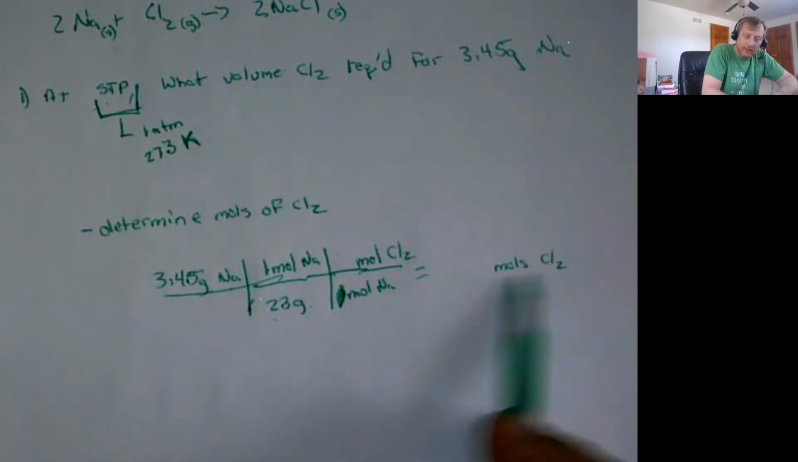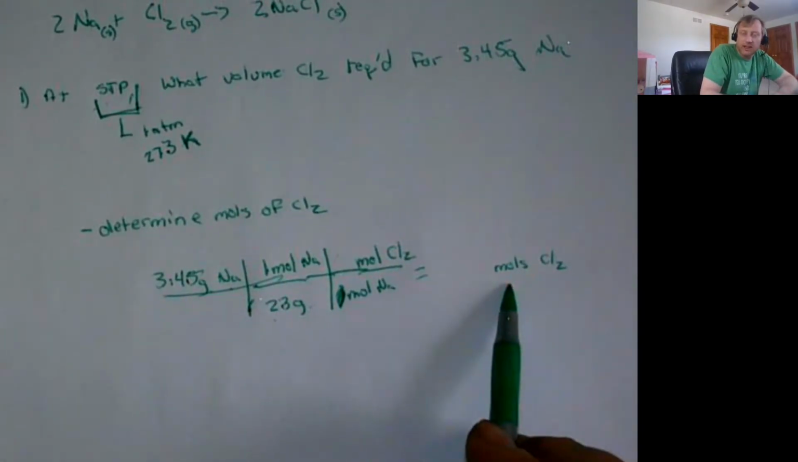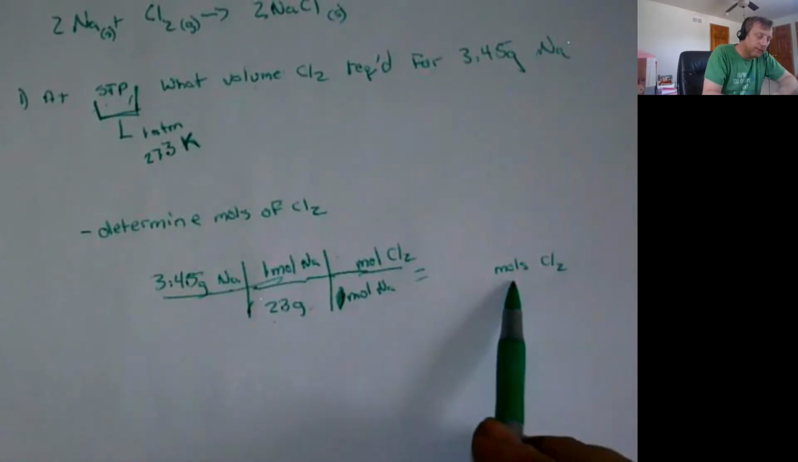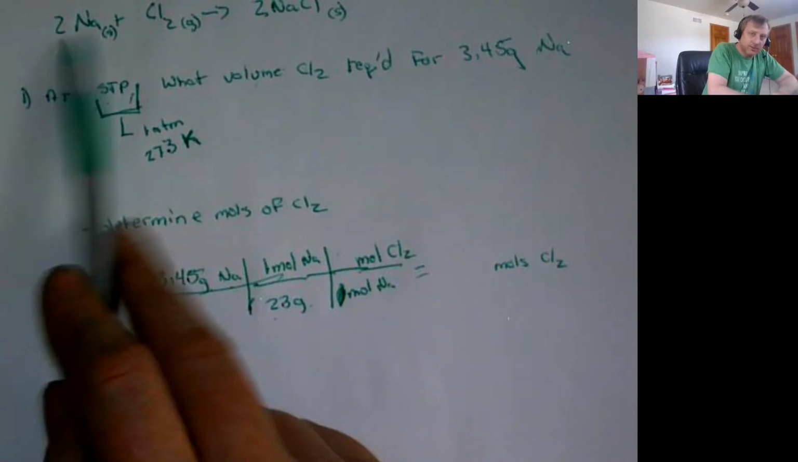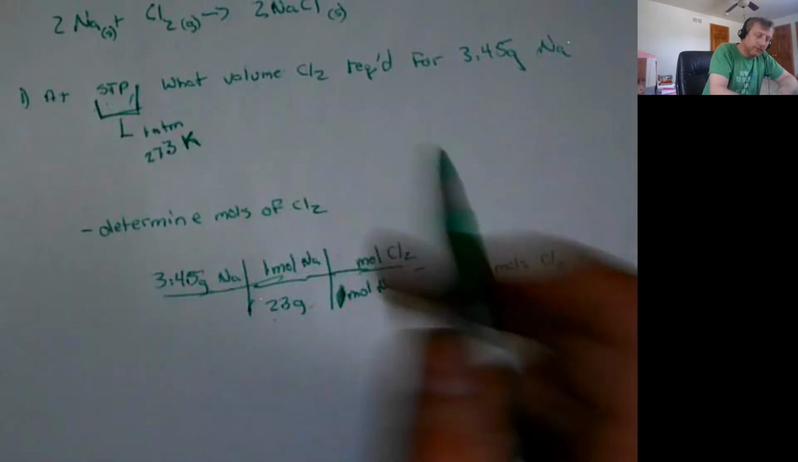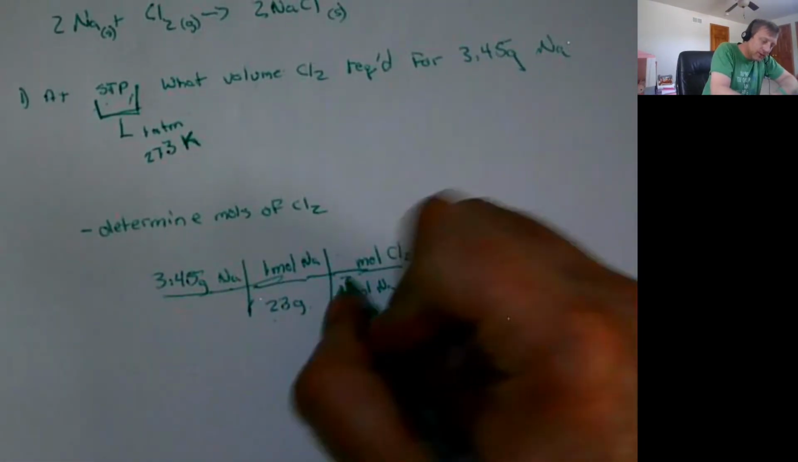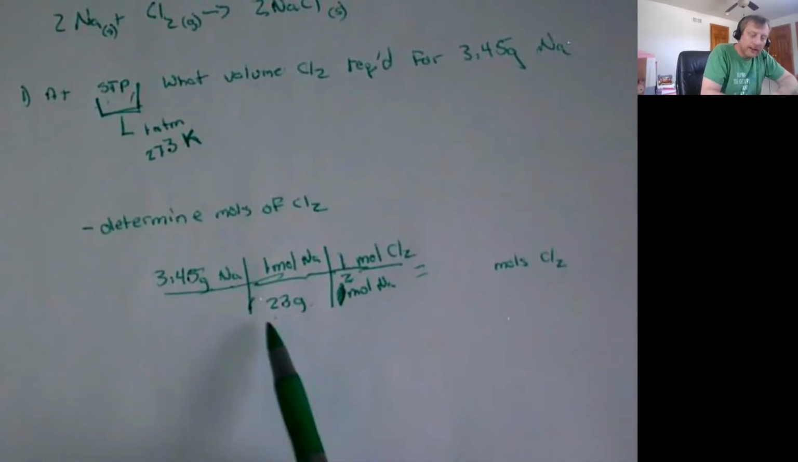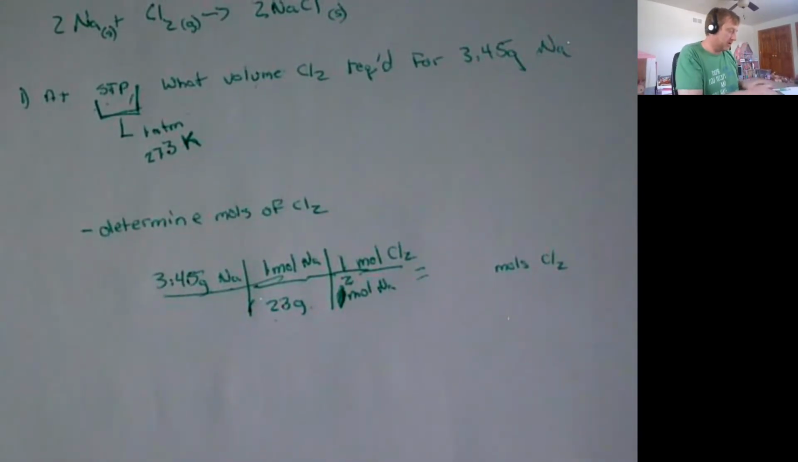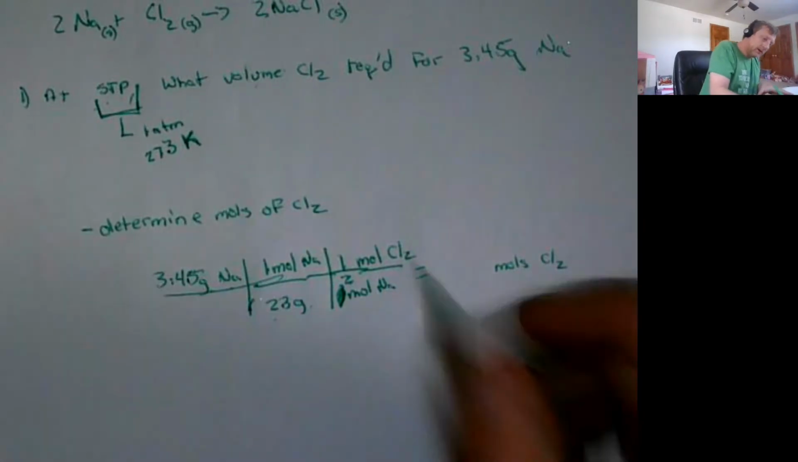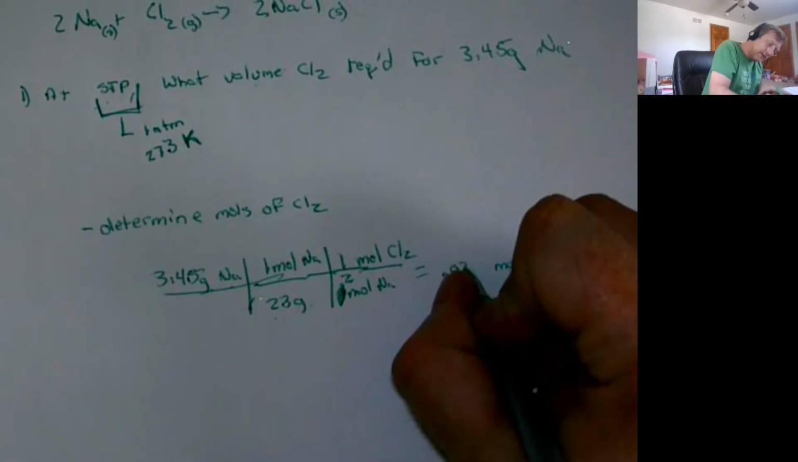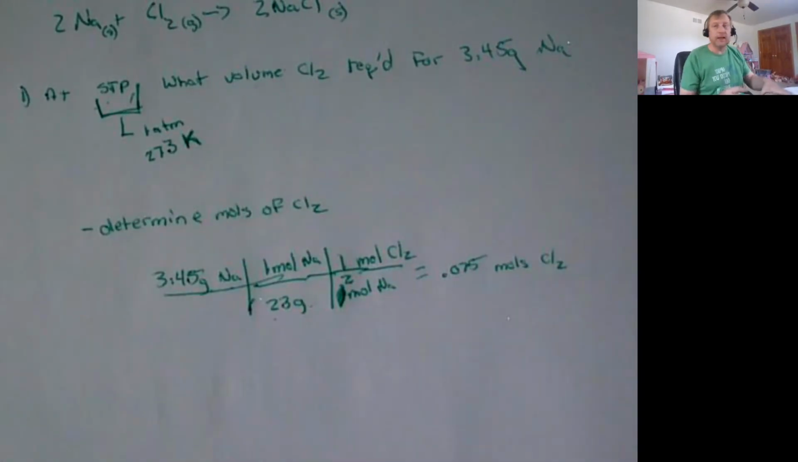And then that'll transfer my label to moles of chlorine gas, and it'll give me the answer that I'm looking for. In this case, I go back to the balanced chemical equation and I say, well, there are 2 moles of sodium for every 1 mole of chlorine. Now I'm ready to solve this setup of the problem. And so we're going to need some 0.075 moles of chlorine.